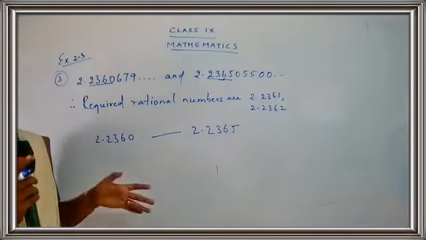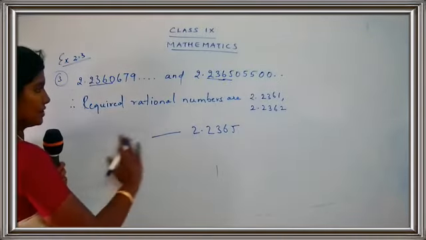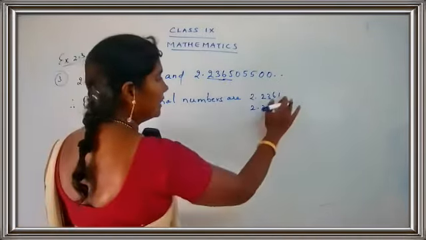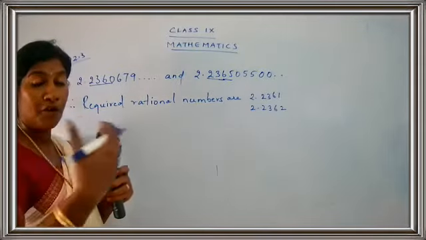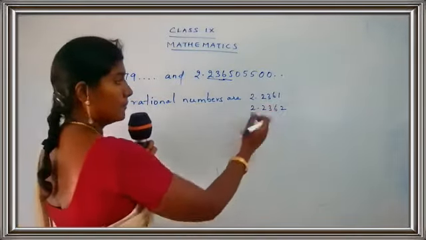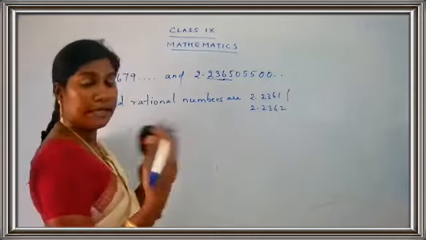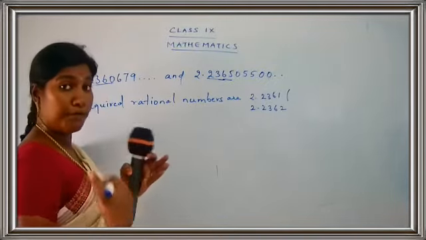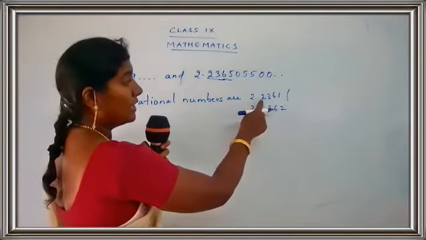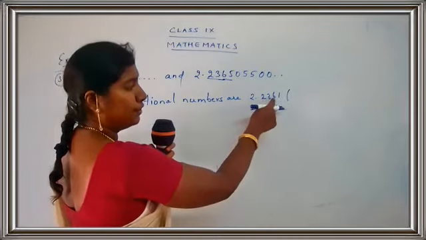2.2364. Okay. Now the thing is a rational number. That means you have to write the number in the form of p upon q. So you can write down these numbers in the form of p upon q also. Now just see how many numbers are after the decimal point. 1, 2, 3, 4.